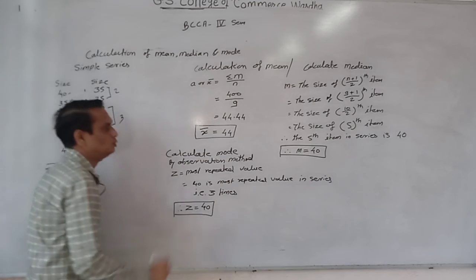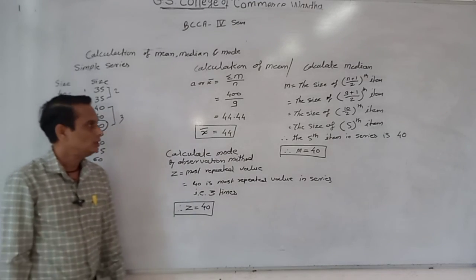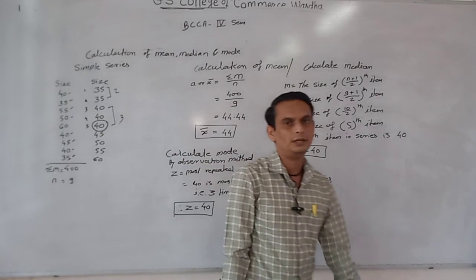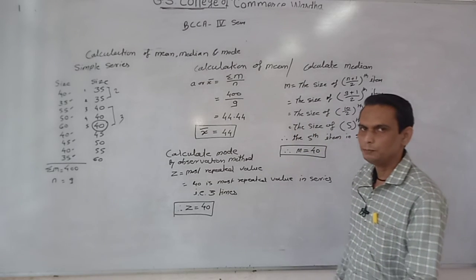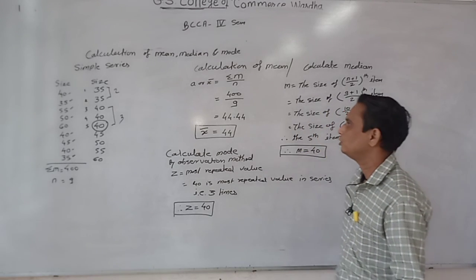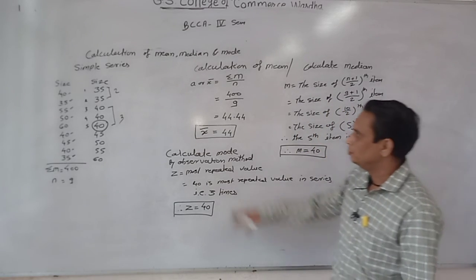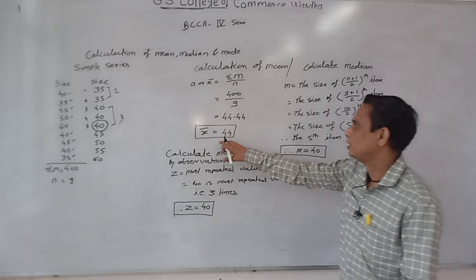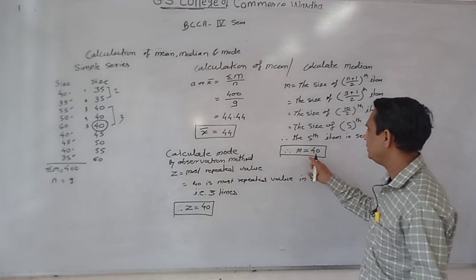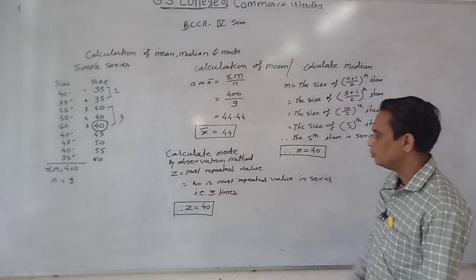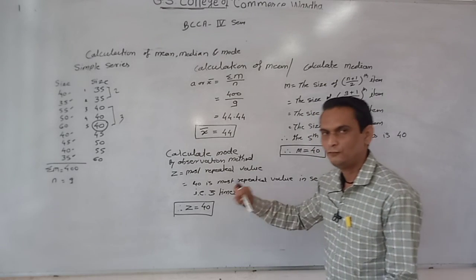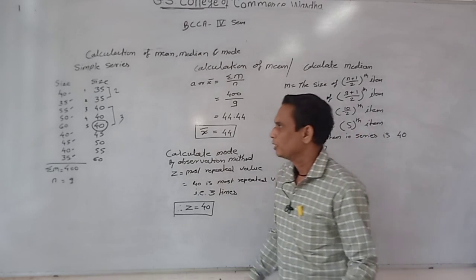So we have calculated the mean, median and mode for the series. Mean is 44, or x bar equals 44. Median is 40 and mode is also 40.